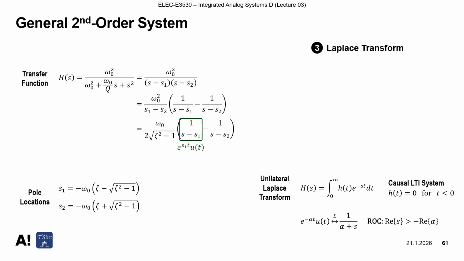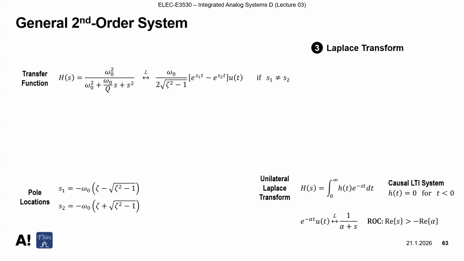By plugging in this Laplace transform and inverse Laplace transform condition, taking the inverse Laplace transform, this part becomes e to the power of s1 t times u(t). The next part becomes e to the power of s2 t times u(t). So in the end, it becomes omega 0 over 2 times the square root of zeta squared minus 1, and the other parts are just the exponential terms we discussed. That is the result of the inverse Laplace transform of this transfer function for the second order system.